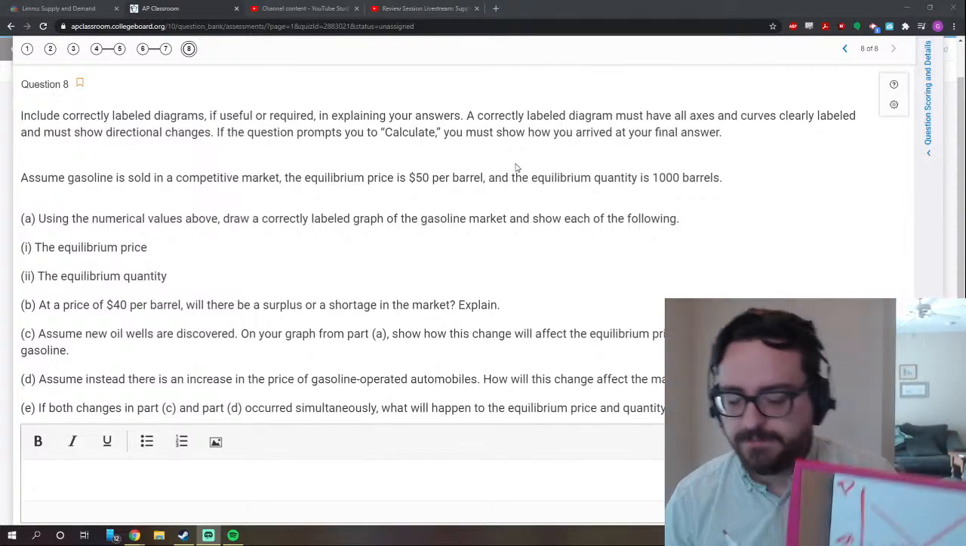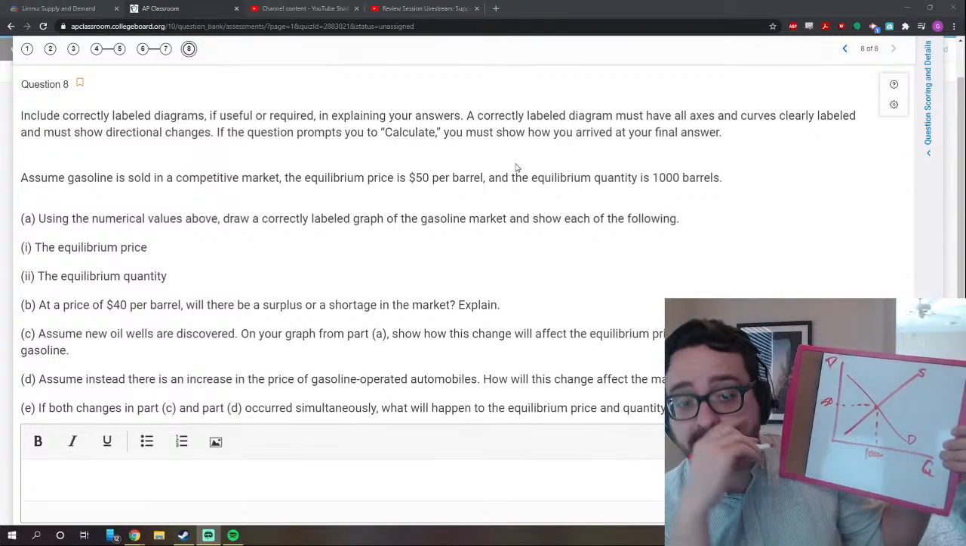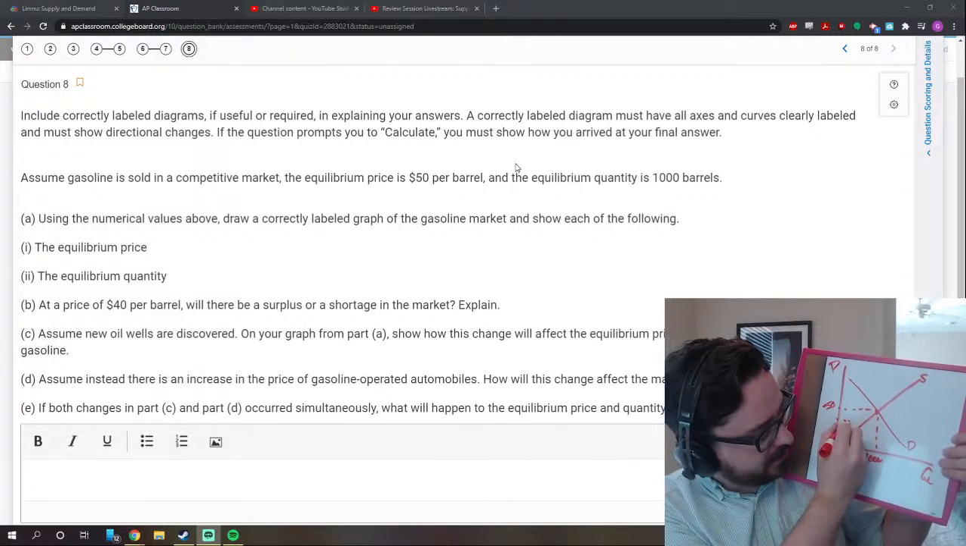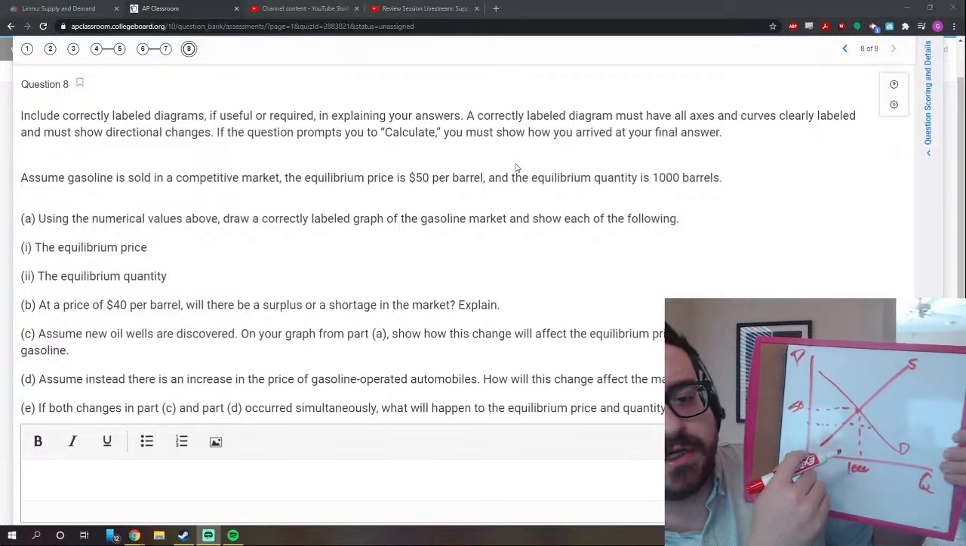B, at a price of 40, is there a surplus or a shortage? And explain. Okay, well, my price is 50. 40 would be below. You don't have to draw it. It doesn't say to draw it, but I'm going to draw it. I wouldn't draw it on your drawing, but just imagine that you're visually looking at it.